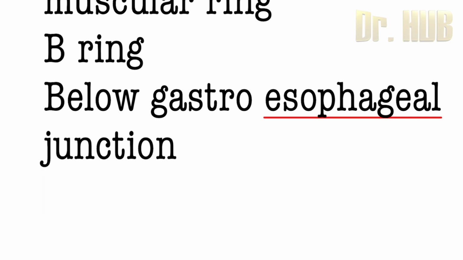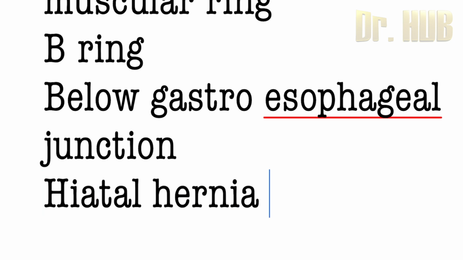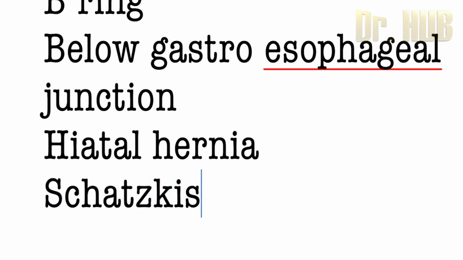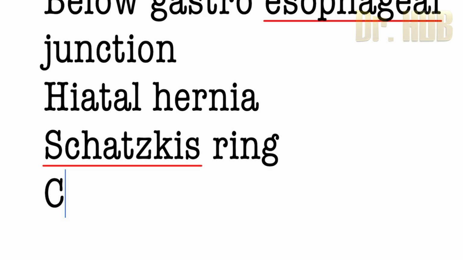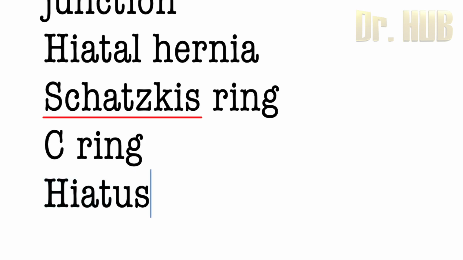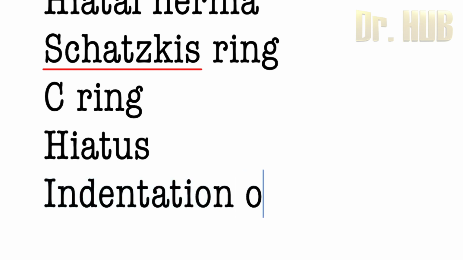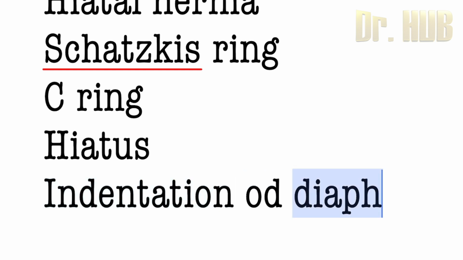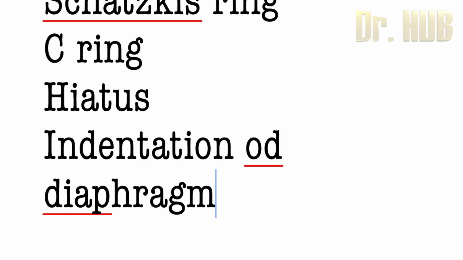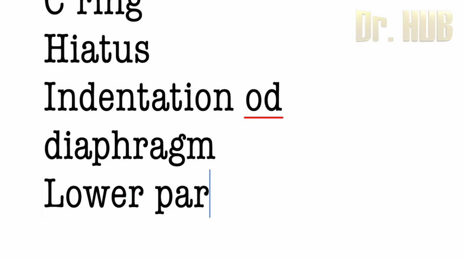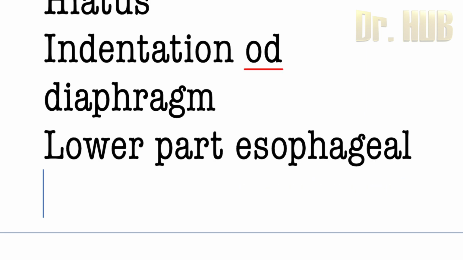And there is something known as the hiatal hernia. For the hiatal hernia, there is a specifically named ring known as Schatzki's ring. And then comes the C ring. The C ring is the hiatus, an indentation of the diaphragm, and this is on the lower part of the esophagus and also the upper part of the stomach.